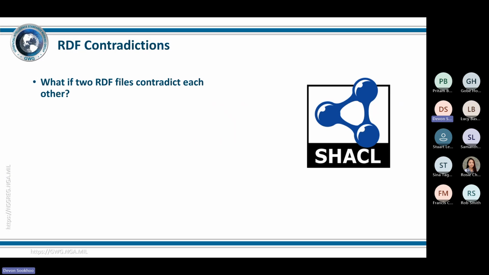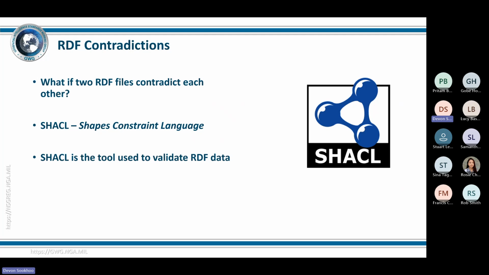Okay, so RDF contradictions. What happens if two RDF files contradict each other? Well, this is the purpose of SHACL. I'll just say that SHACL is the Shapes Constraint Language, and it's a tool used to validate RDF data. So if there are any inconsistencies or errors, SHACL is responsible for catching them.